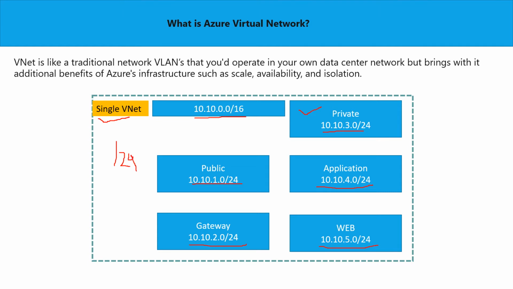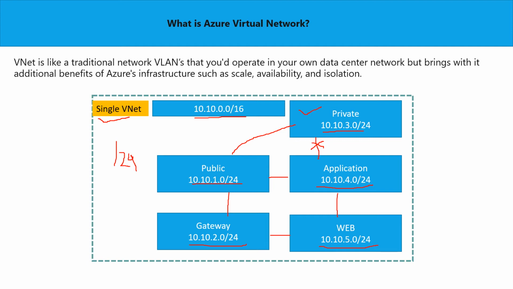Now let's talk about the isolation. Within a VNet, all these subnets are supposed to talk to each other. So you will have all the communication, and any subnet can talk to any subnet. But when it comes to isolation, it gives you the flexibility to provision network security. So you can restrict some of the communication which you don't want to happen between those two subnets.